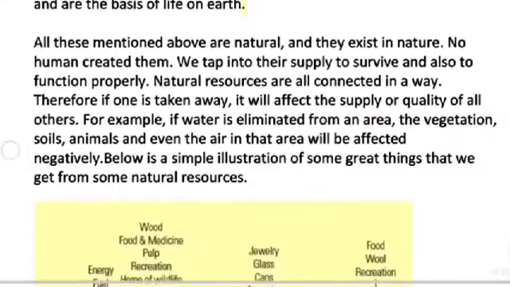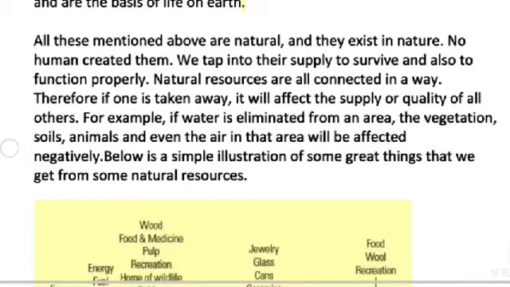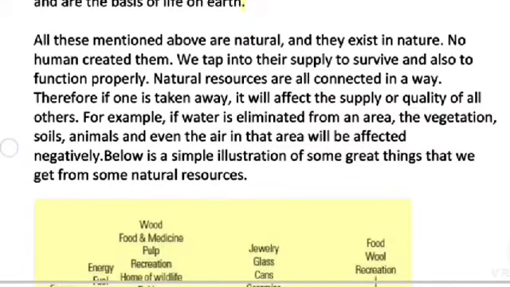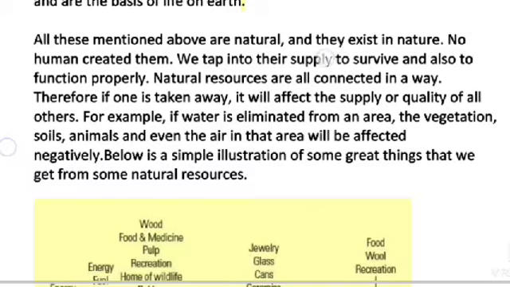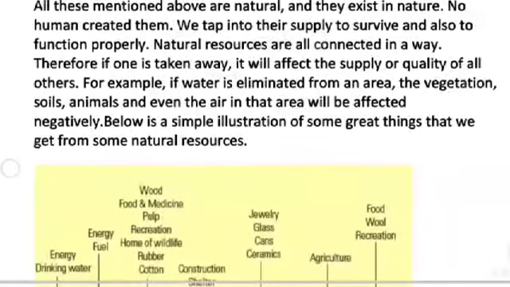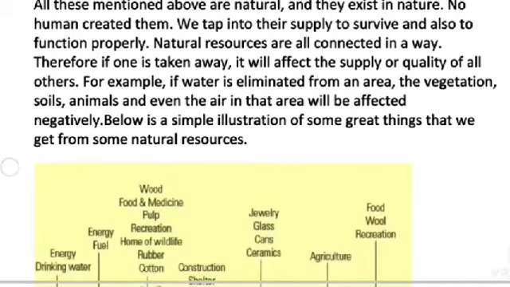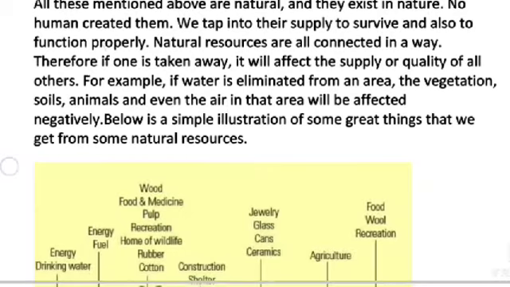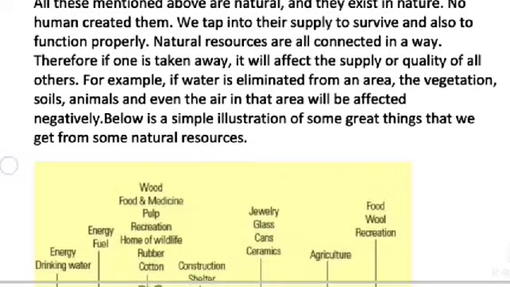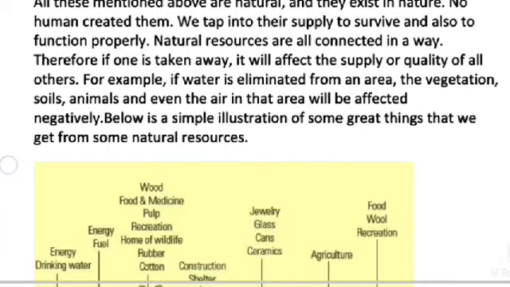All the things mentioned above are natural and they exist in nature. No human created them. We tap into their supply to survive and also to function properly. Natural resources are all connected in a way. Therefore, if one is taken away, it will affect the supply or quality of all others.